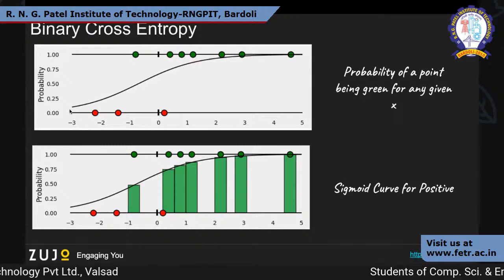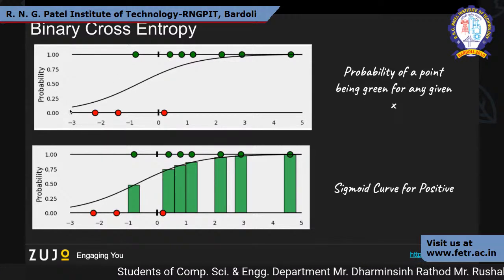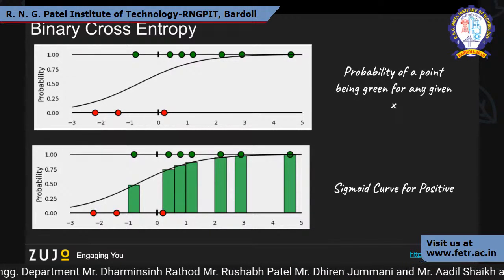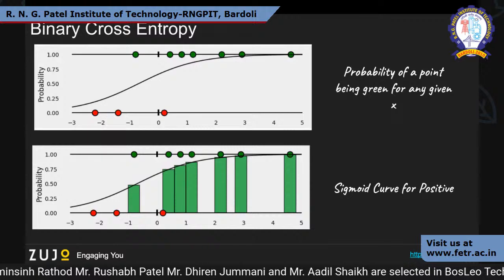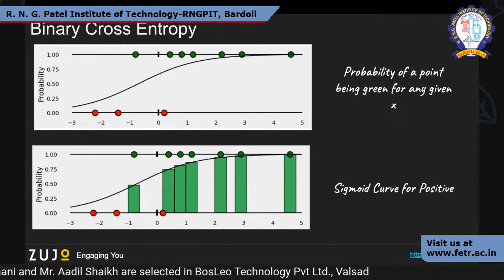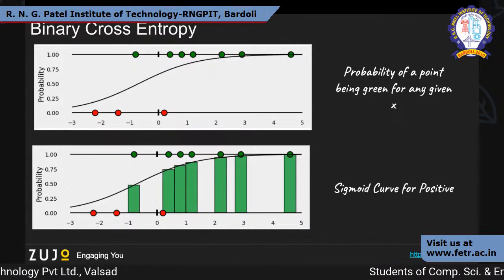Like, the further down the line you are, the less probability it would be red, as the minus values are red and positive values are green. So the greater the probability, the more it would be green, and you can easily identify that from the graph.